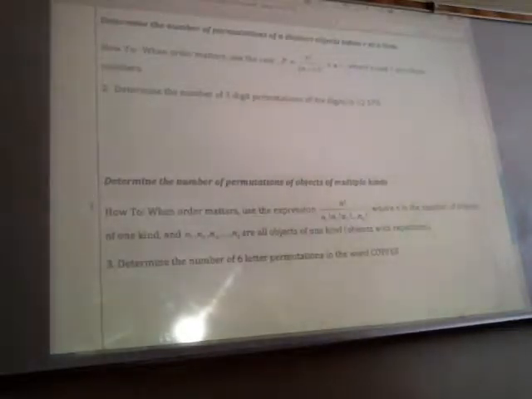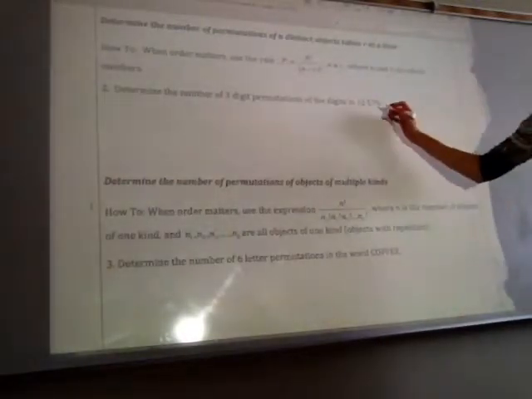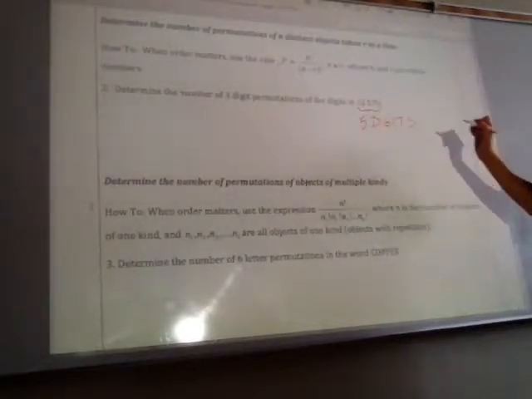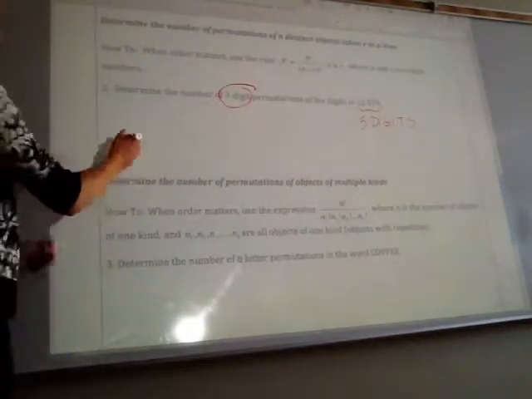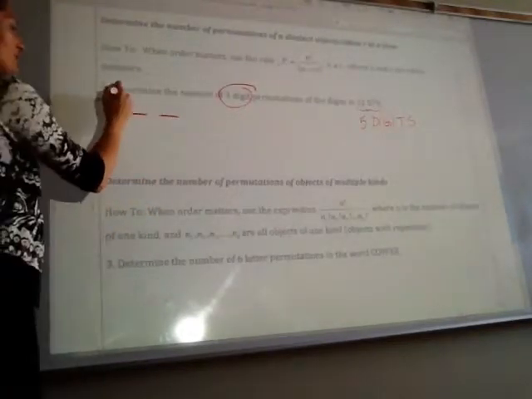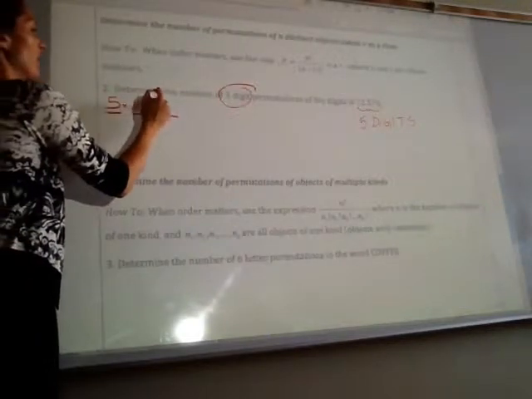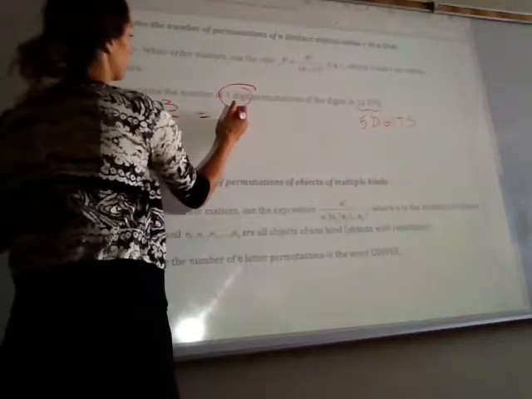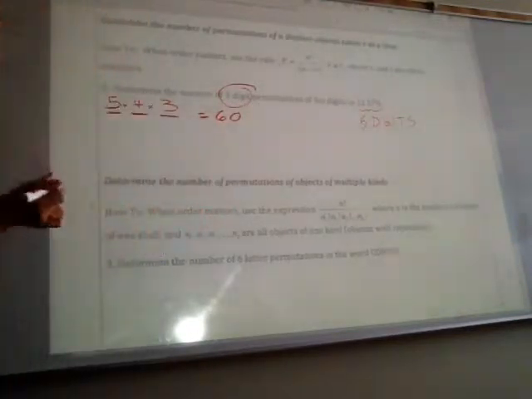Okay. Determine the number of 3-digit permutations of the digits in 12,579. Okay, so first of all you want to look, and there's 5 digits. We need to create a 3-digit number, so we could use the fundamental counting principle. Okay, first I have 5 digits to choose from, then 4, then 3. Okay, so I would get 60 different numbers.